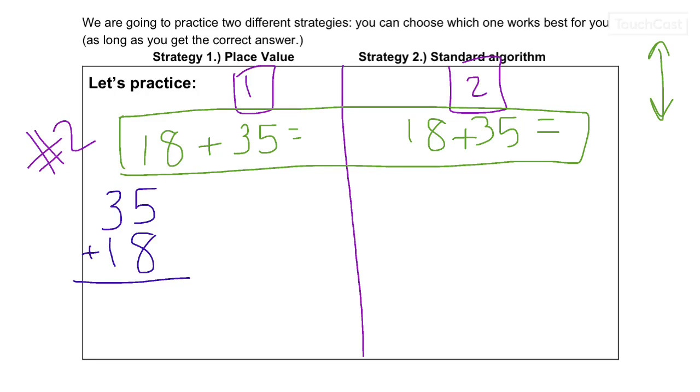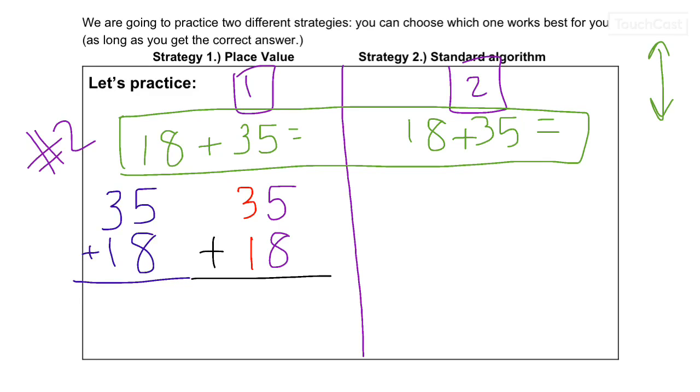I have the ones place and the tens place stacked on top. Remember, I'm going to color coordinate it again. So I'm going to do the ones place in purple, and I'm going to do the tens place in red. You can pick whichever colors you want, but I want to keep it organized. So let's start with the ones place.